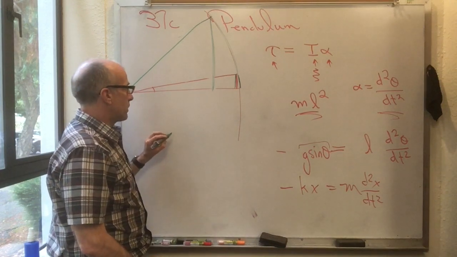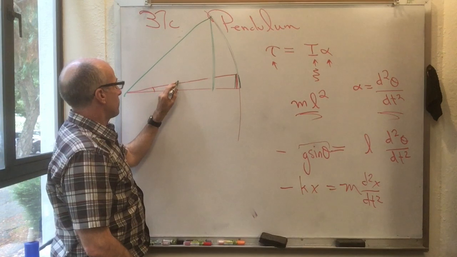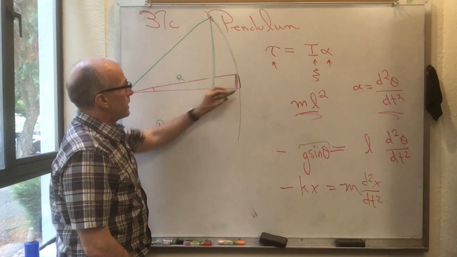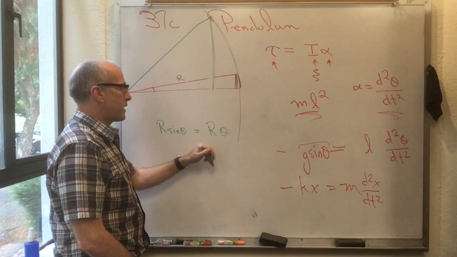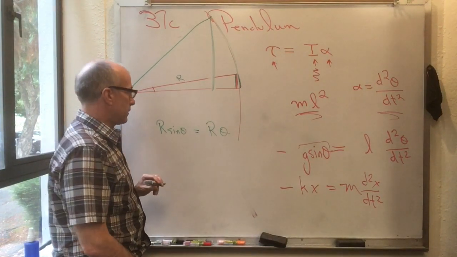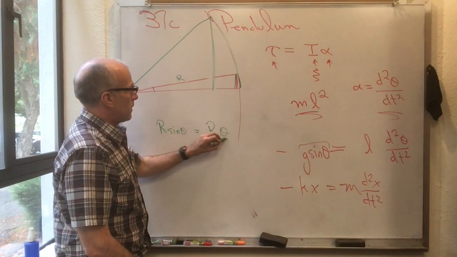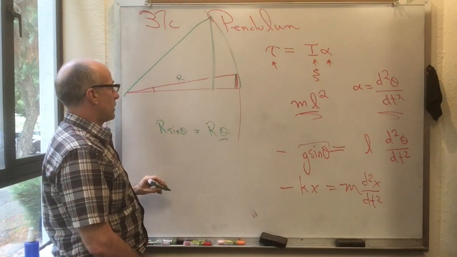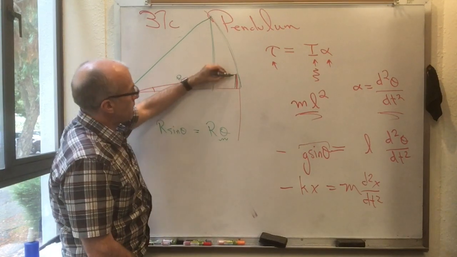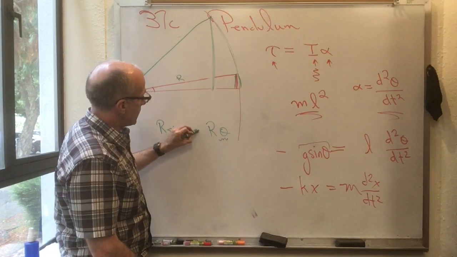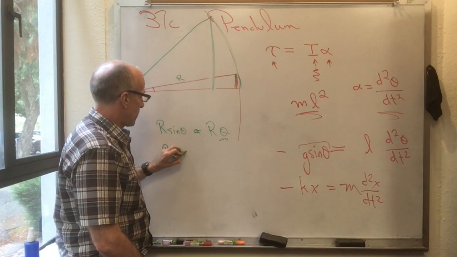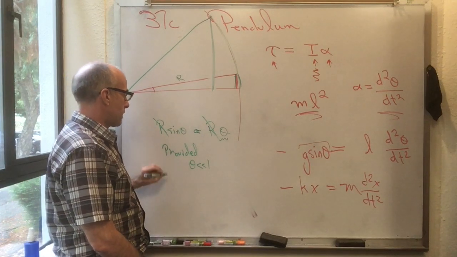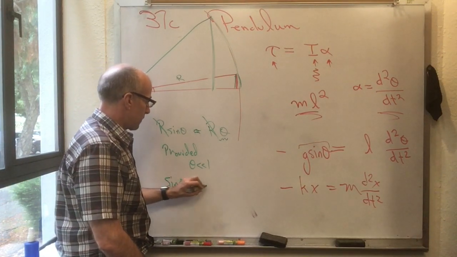The height is whatever the length of this side is. Let's call that capital R. The height is R sine theta. The length here, with theta measured in radians, is R theta, because that's the whole point of radians: you take the amount of angle that you swept out, multiply by the radius, and you get the amount of distance swept out. So this is about equal to that, provided theta is small. The R's cancel off both sides, that was irrelevant. So we've just learned that sine theta is approximately theta if theta is small.